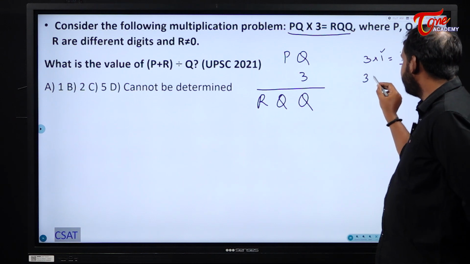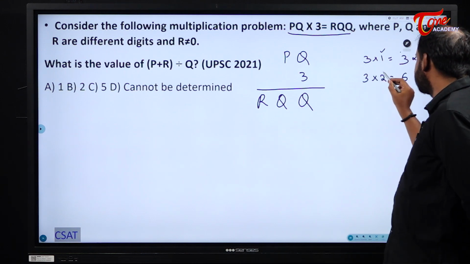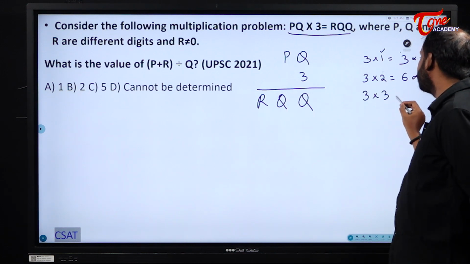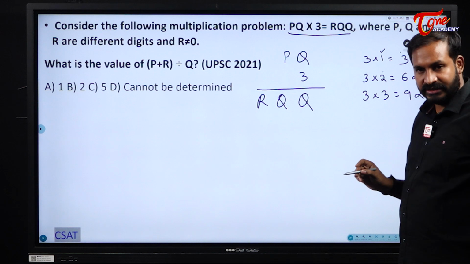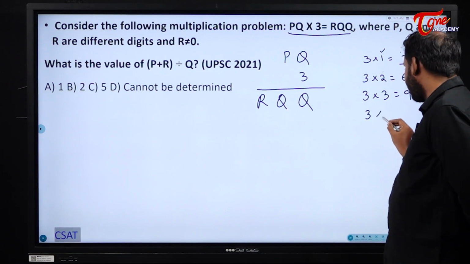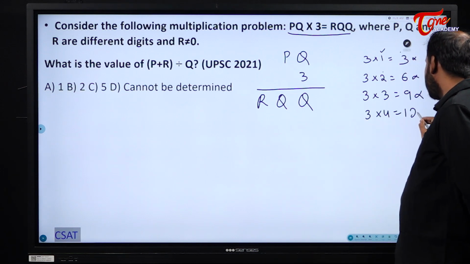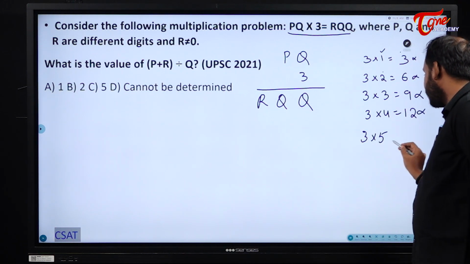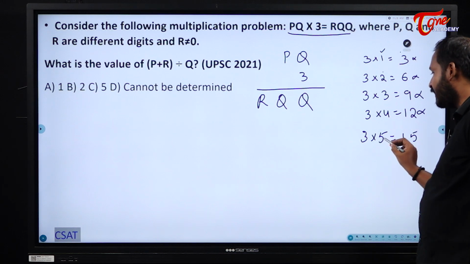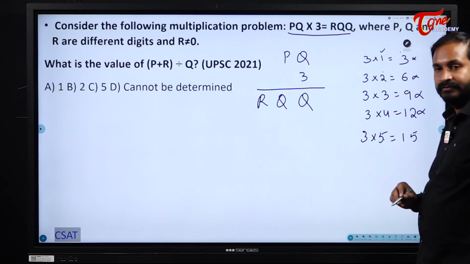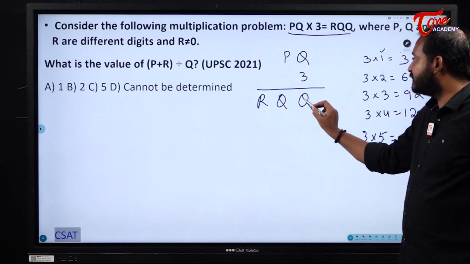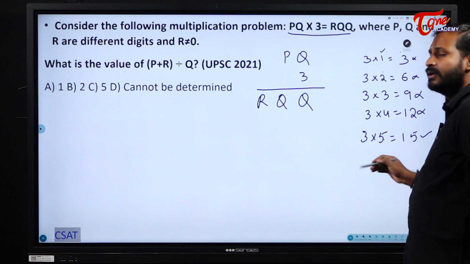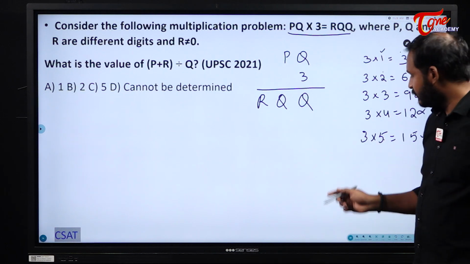When I multiply 3 with 2, what will I get? 6. This is 2 and this is 6, not matching. When I multiply 3 with 3, what will I get? 9. That one is also not matching. When I multiply 3 with 4, what will I get here? 12. 2 and 4 not matching. When I multiply 3 with 5, what am I getting? 15. Please observe here, I am multiplying with 5 and the unit digit is also 5. Why? Because we will write the unit digit here and the remaining as carry, right? So the unit digit is 5, this is satisfying. We will see the other choices also for time being.